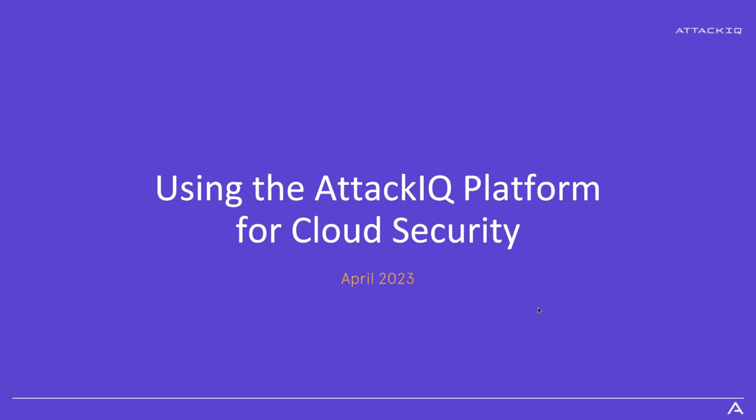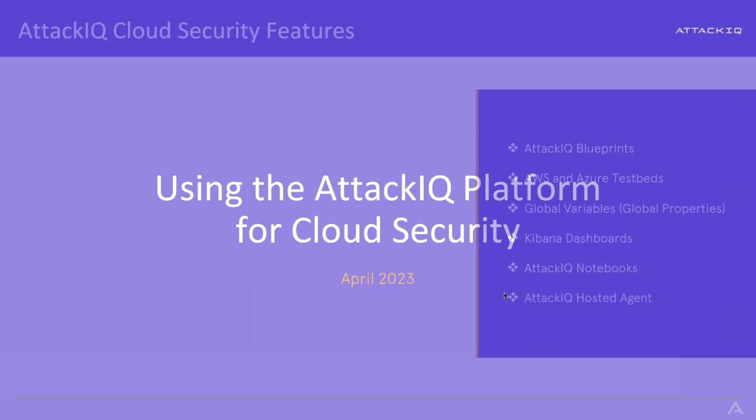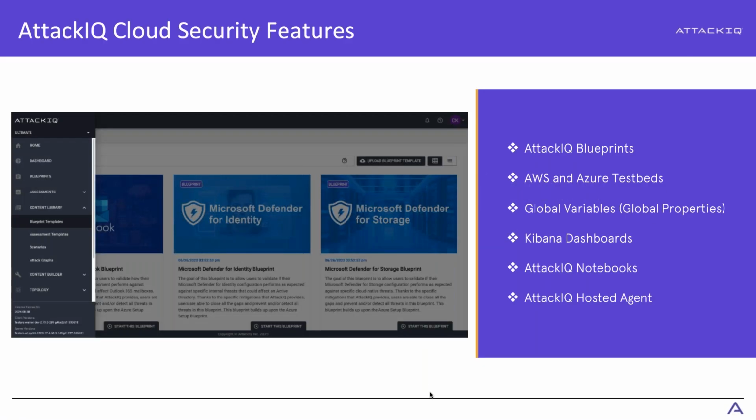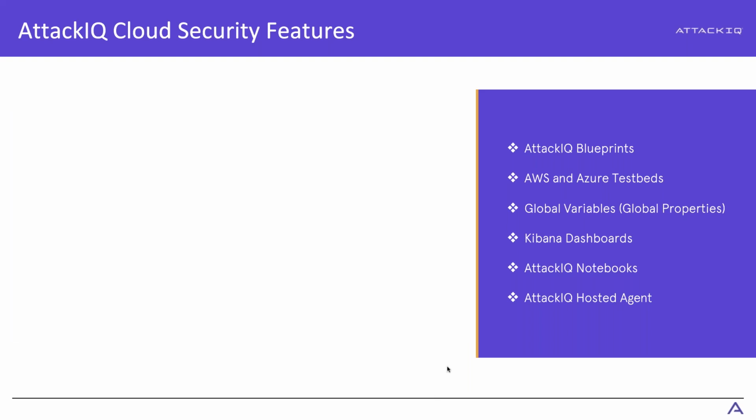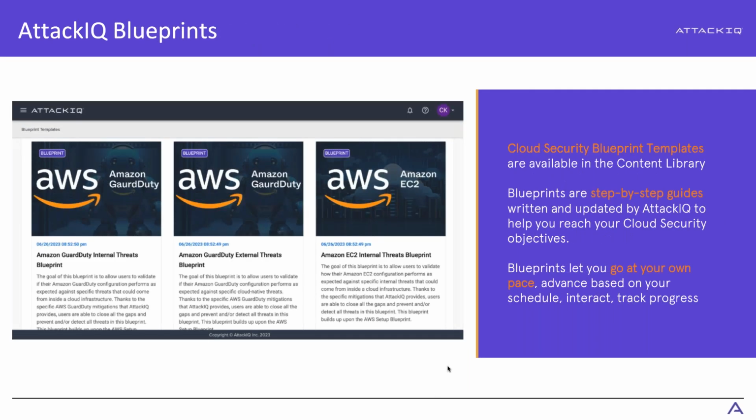All right, now let's talk about the features themselves. The AttackIQ Cloud Security features, the key ones are the AttackIQ blueprints, which we've gone over so far to a degree, but we're going to go into a little bit more detail in a second. AWS and Azure testbeds, global variables or global properties, Kibana dashboards, AttackIQ notebooks, and the AttackIQ hosted agent. So let's go over these.